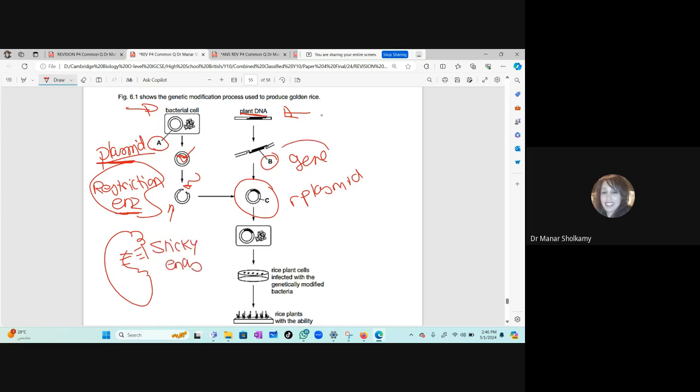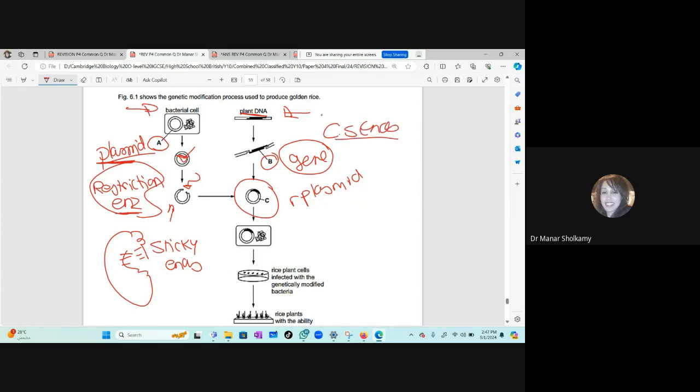And then we will isolate the gene. Someone tell me, how do we remove the gene from the DNA? Here it's a plant DNA. How do I remove the needed gene? What do I use? The same restriction enzyme. Why do I use the same restriction enzyme? To have complementary sticky ends. Yes, complementary sticky ends. So to create complementary sticky ends.